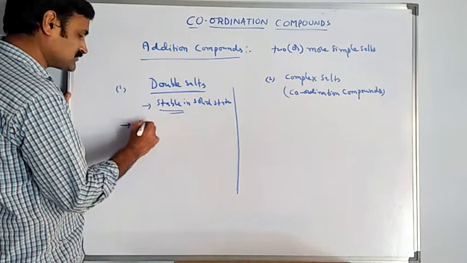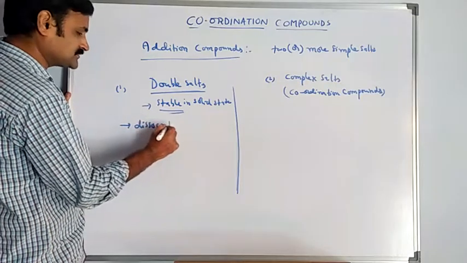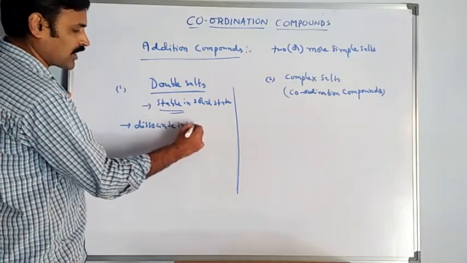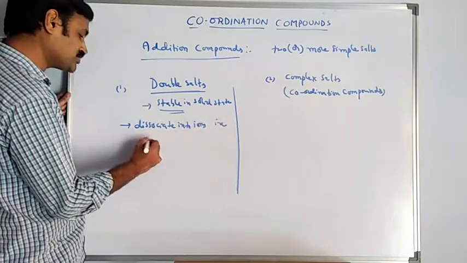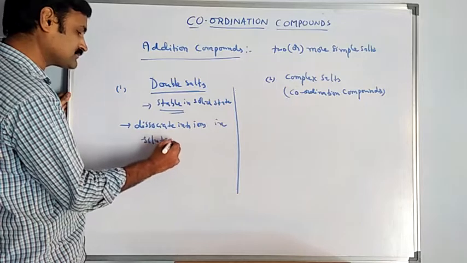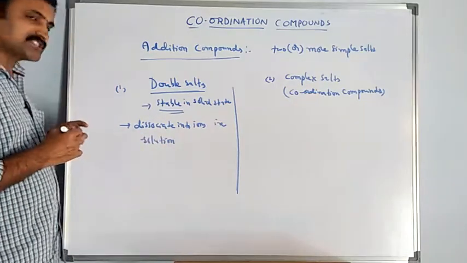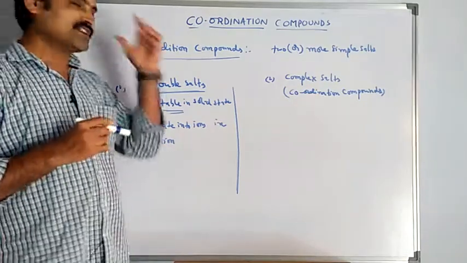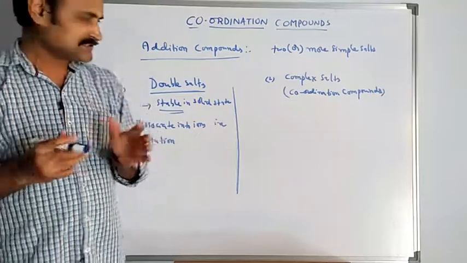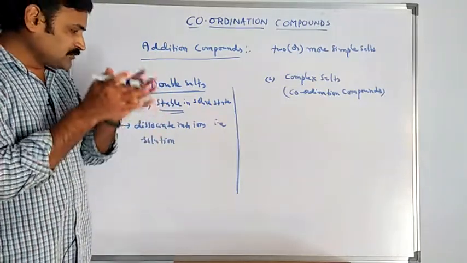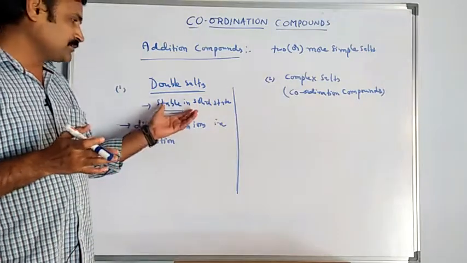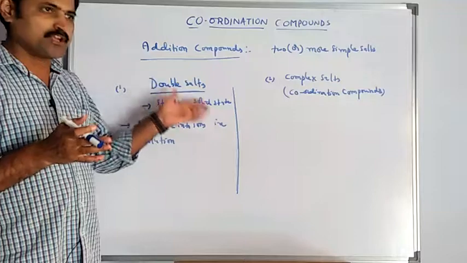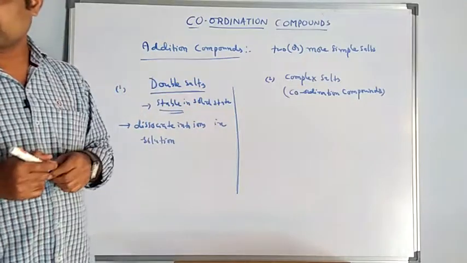They will dissociate into ions in which state? In solution state, in liquid state. So it is very clear that stability of the double salts in solution is not observed, but stability of the double salts in solid state is observed.